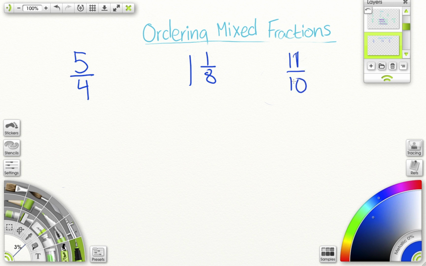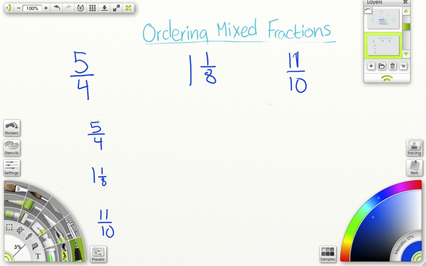All right, so I have 2 improper fractions because these top numbers are bigger than these bottom numbers, and I have 1 regular mixed fraction. So let's try doing the pizzas again this time. So this will be my first fraction over here. This will be my second one. And this will be my last one. So we're going to try to figure out which one is the biggest, smallest, and in the middle.